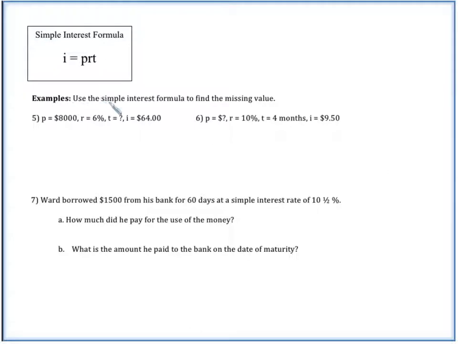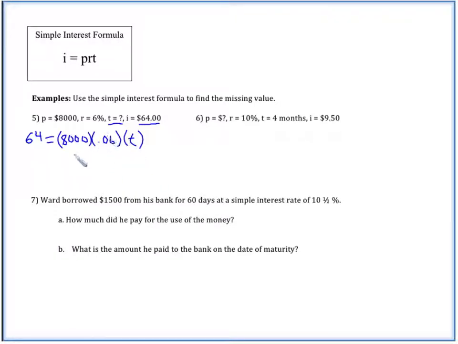Now we can also use the simple interest formula to find some missing values. So in this case, we know our principal is 8,000, our rate is 6%, we don't know the time, but we know the interest earned was $64. Okay, so we're basically going to substitute in all these parts here. So the I was $64, and that's going to equal the principal of 8,000 times the rate of 0.06 times the time, which in this case we don't know. So that's what we're going to look for.